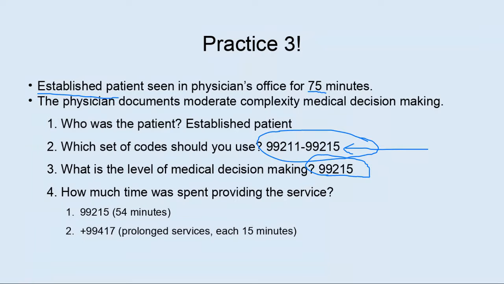So 99215 is the first 54 minutes. That leaves 21 minutes unaccounted for. So we're going to use the add-on code 99417 for additional 15 minutes. That leaves 5 minutes. The guideline states 99417 can only be used for a full 15 minutes, so this 5 minutes is lost. Can't count it. So you have 99215 and 99417. If the time is more than the highest in the category, you can automatically code the highest one and go to 99417, assuming that you have a full 15 minutes.